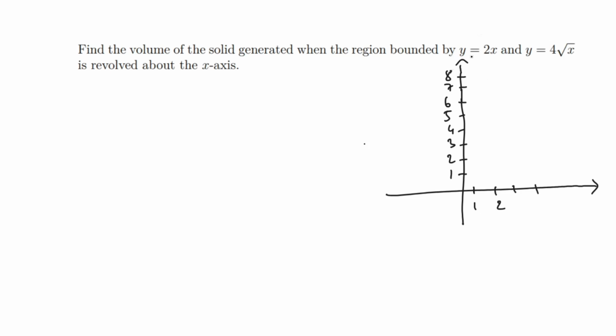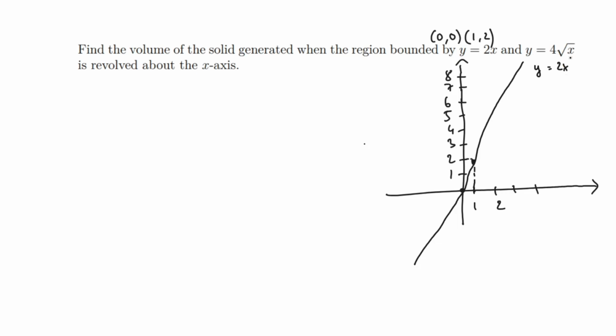So I'm going to graph the function y equals 2x. When x equals 0, y equals 0. When x equals 1, y equals 2. So the points are (0, 0) and (1, 2). So this is (0, 0), and when x equals 1, this is 2. I'm going to connect these points together, something like this. This is y equals 2x.